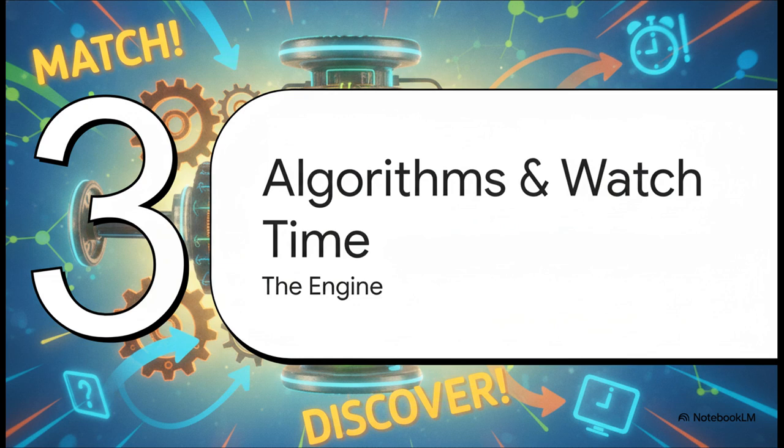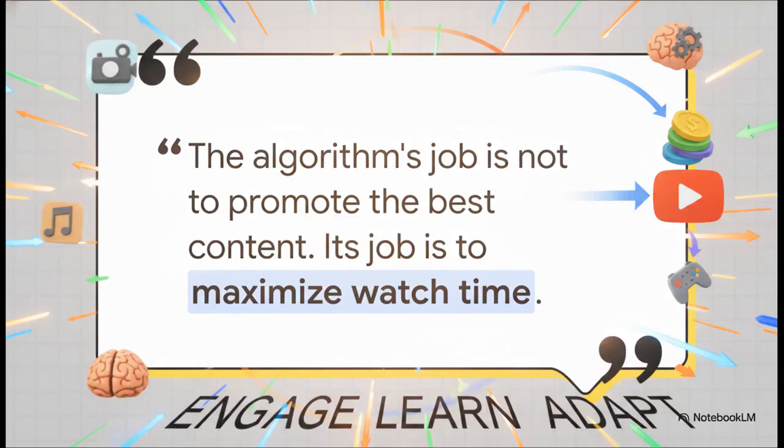The system still has to find the exact right viewer. That brings us to section 3, algorithms and watch time, the engine. Consider this paradigm shift for a second. The algorithm's job is not to promote the best content. Its job is to maximize watch time. The absolute core metric driving the entire recommendation engine is watch time. Keeping users on the platform longer directly equates to more ad impressions, and therefore more revenue.